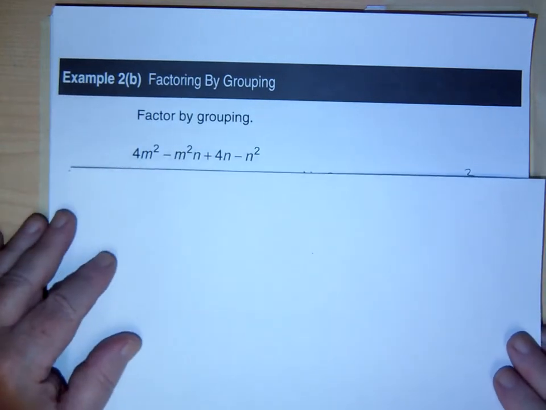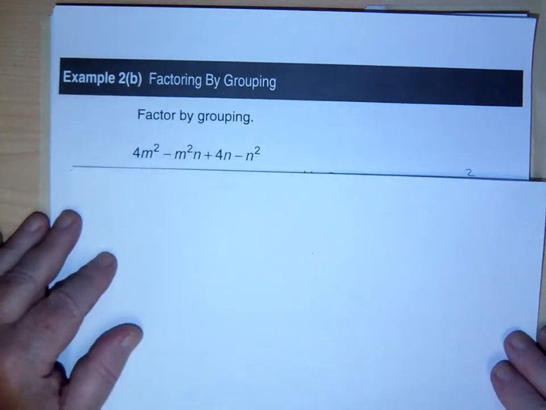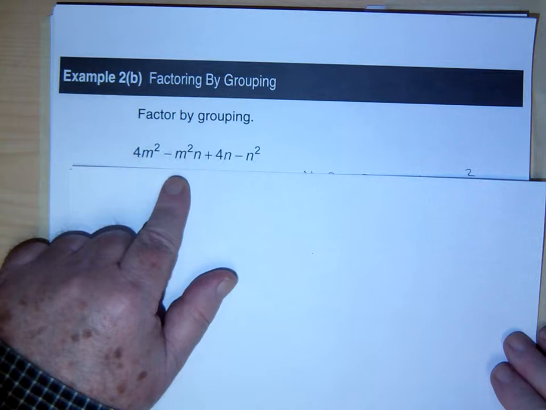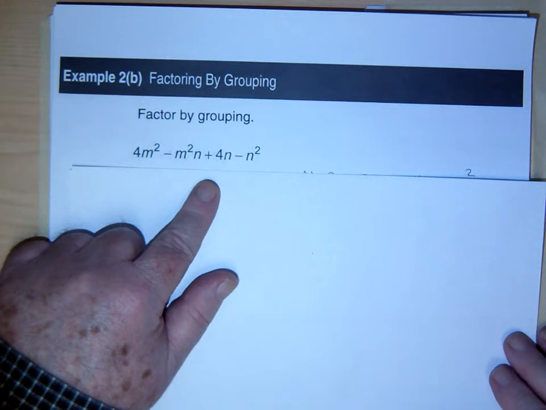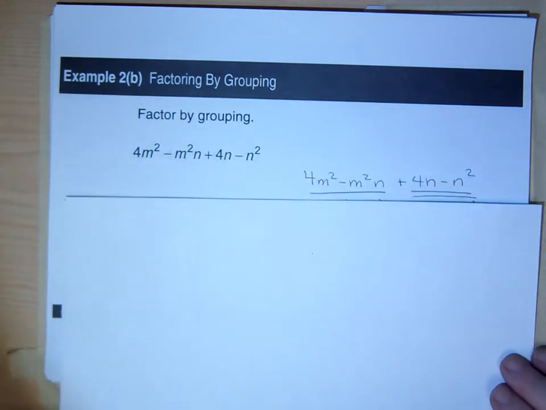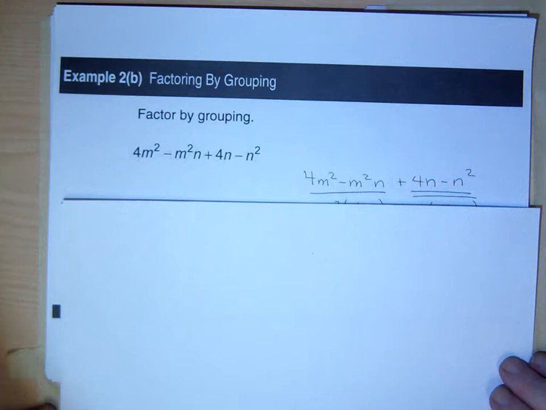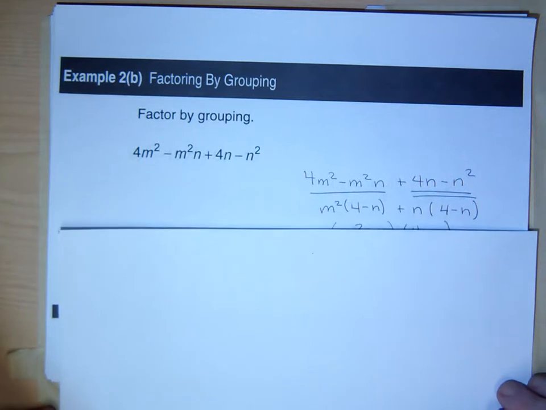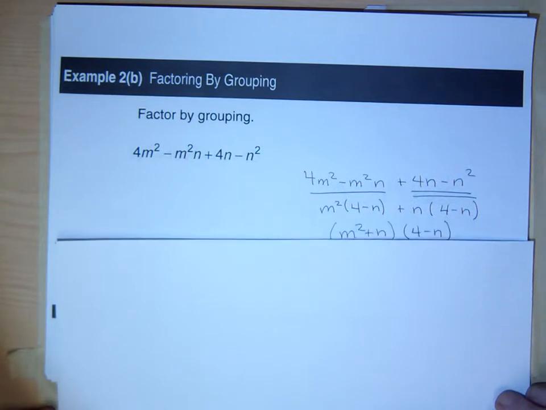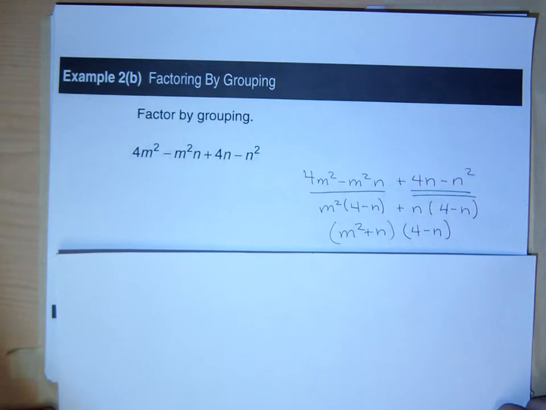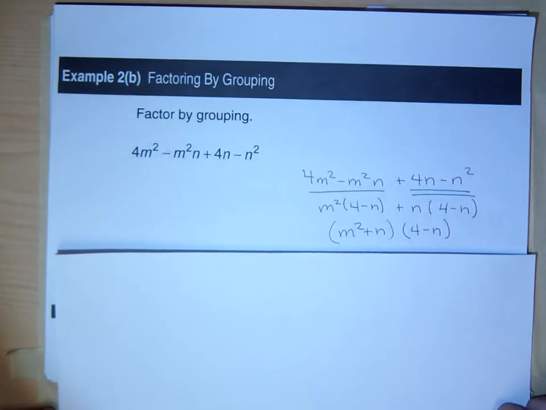Here again, we have 4 terms. We're going to group the first 2 together and factor out an m squared. We're going to group the last 2 together and factor out a common factor of n. And so doing, there's our grouping, and here's our factoring the m squared out of the first 2, the n out of the second 2, and you notice now there is a common factor of 4 minus n, which can be factored out, and the final answer is this one.